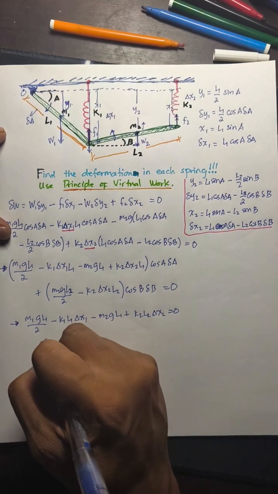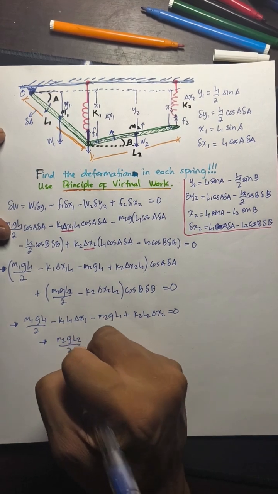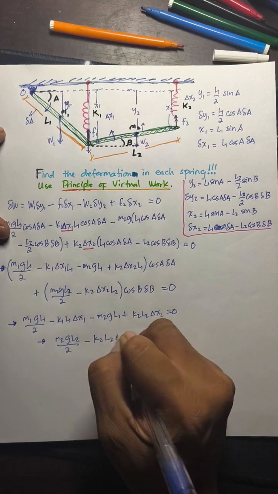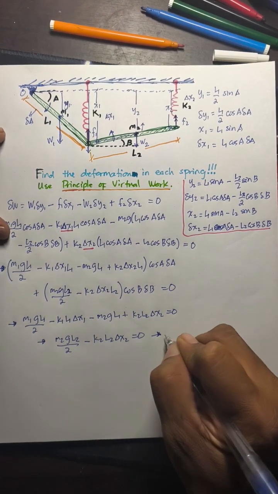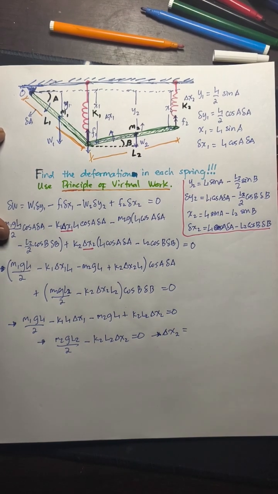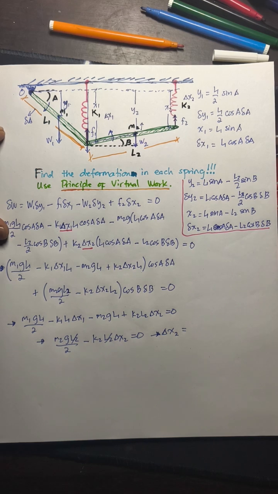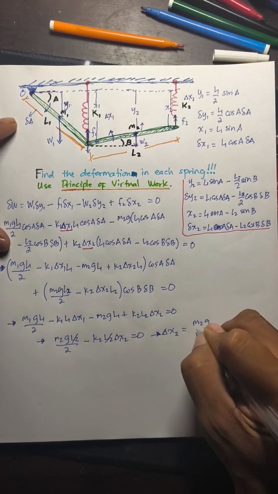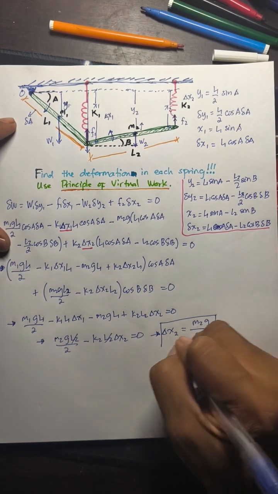For the second equation, we have M2G L2 over 2 minus K2 L2 delta X2 equals 0. From here, we can see that, canceling L2, delta x2 would just be equal to m2g over 2k2. This will be our delta x2.